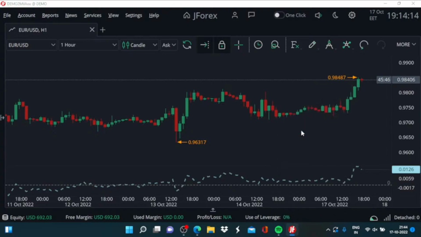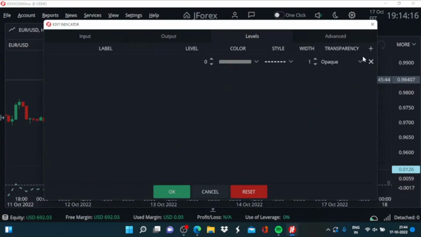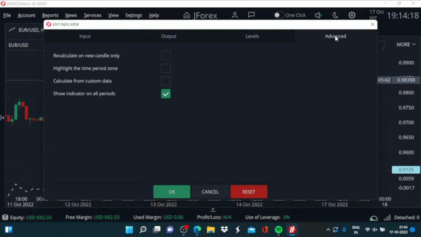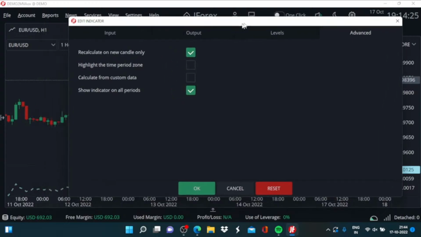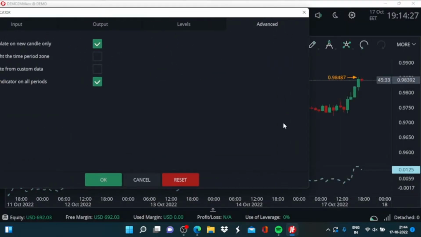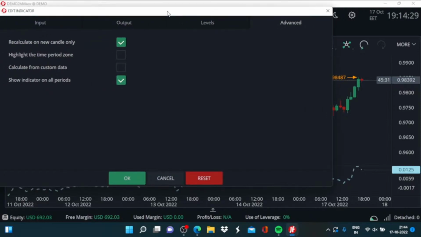Now let us see what more editing can be done. I'm going to remove this. Coming to the advanced editing option, if you want the recalculation to be done only on new candle, then you can opt in for this. So whatever is the output, it will remain constant throughout the current candle period. If you want the calculation to be highlighted for the time period, then you can do that as well.